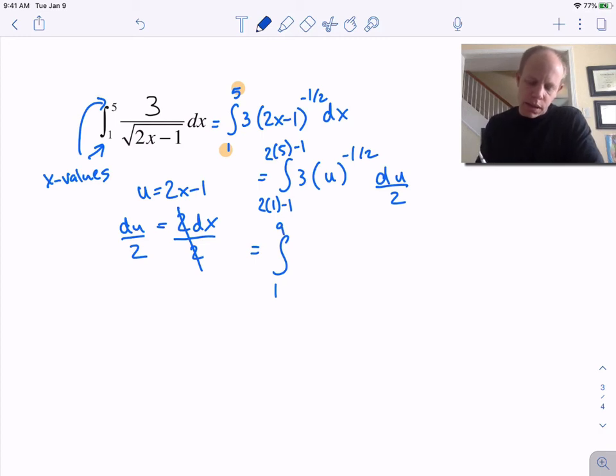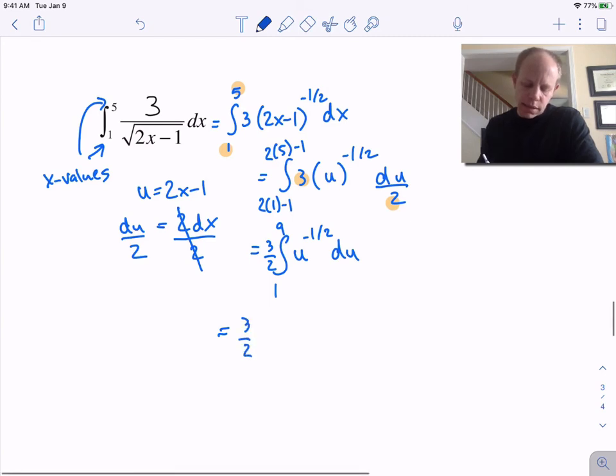If we combine the 3 and the 2 here, we have a 3/2, so I'm actually going to just put that outside, and then u to the negative 1/2, and then du. All right, let's keep on going here. So now we have 3/2, and let's take this integral. So this is going to add 1 to negative 1/2, so that'll be 1/2. And then you can divide by 1/2, but I would probably rather multiply by 2 over 1 here.